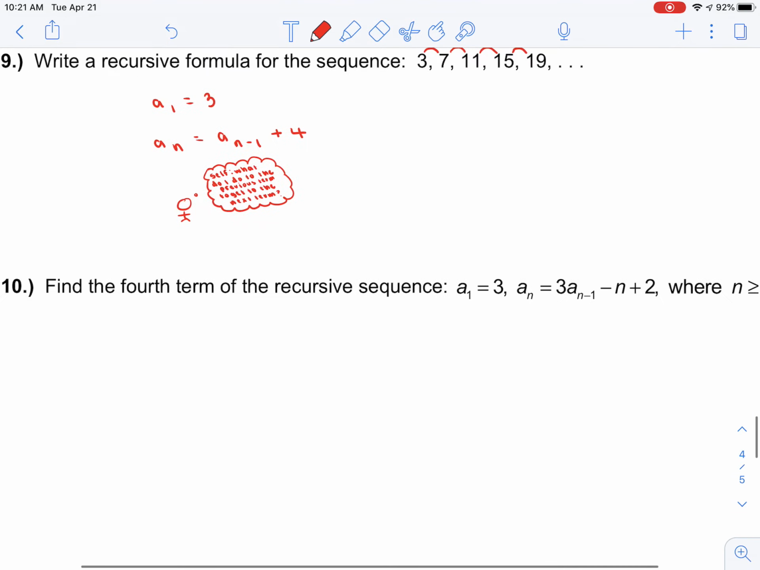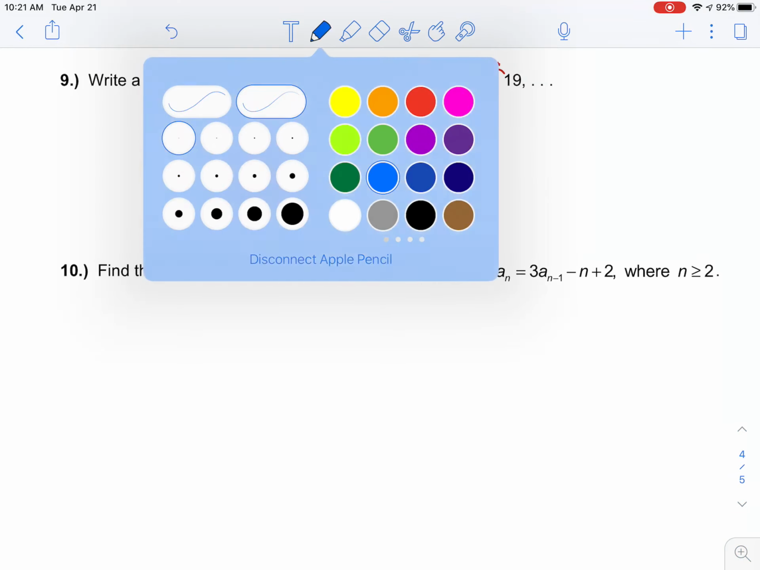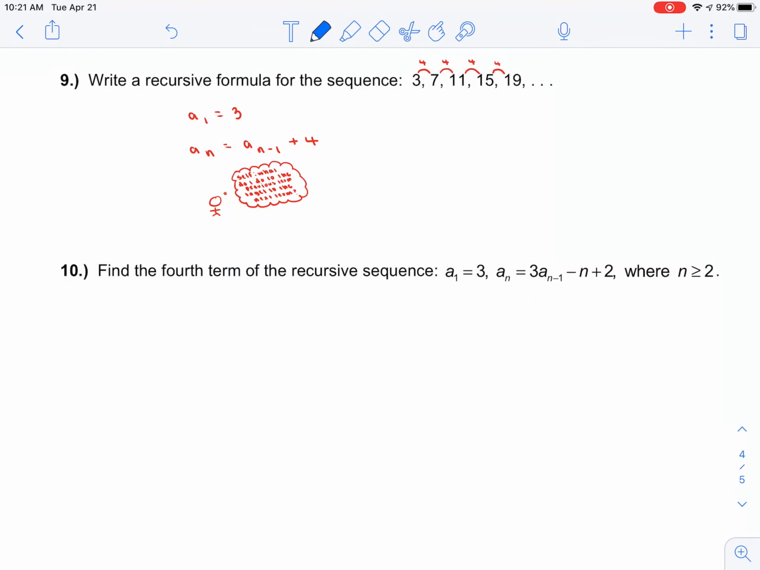All right, finally, the last one. Please be a good one. The last one is also about finding that fourth term of a recursive sequence, but you'll notice for this one, it's a little bit more involved.